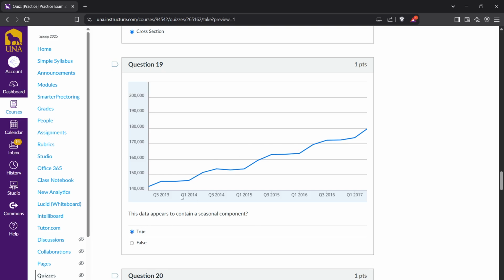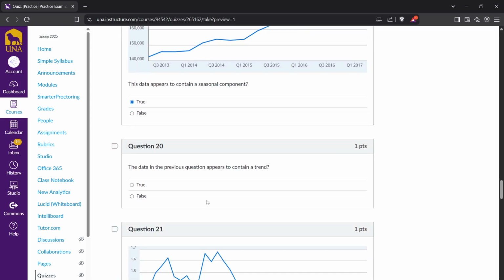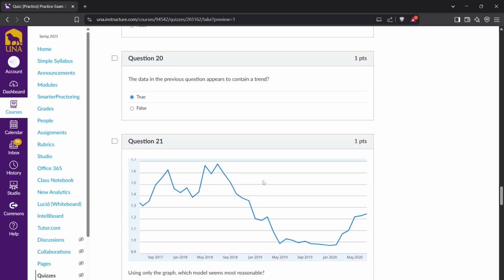Looks like seasonality to me, along with a trend. If you drew a line and said, here's your trend line, it seems to have a seasonal bump shape around that trend line. So yeah, okay, I see it. The data in the previous question appears to contain a trend. Yes, sure, I'm with you.